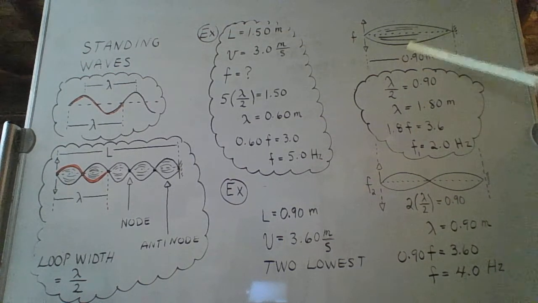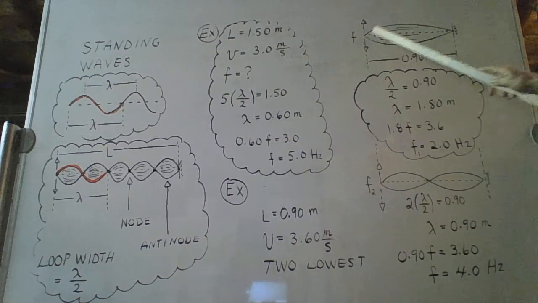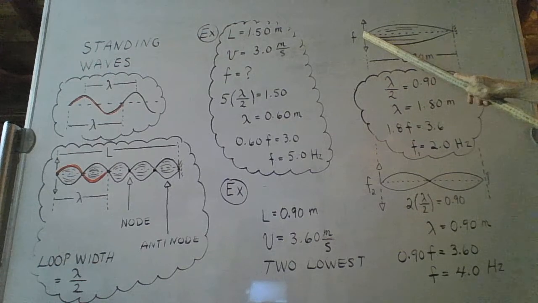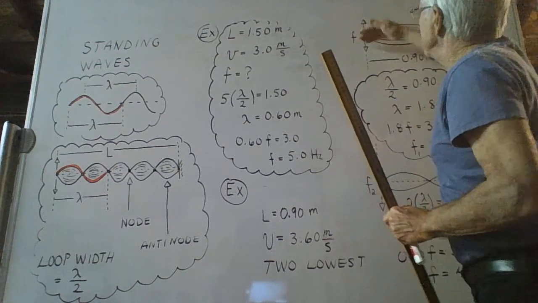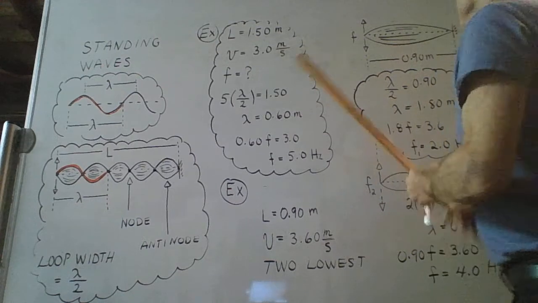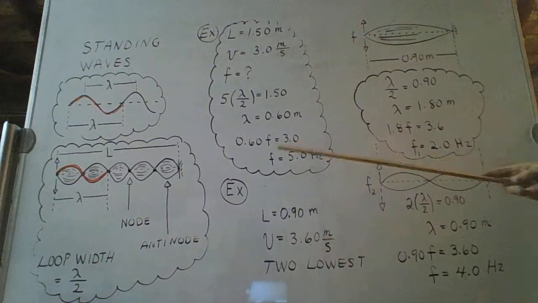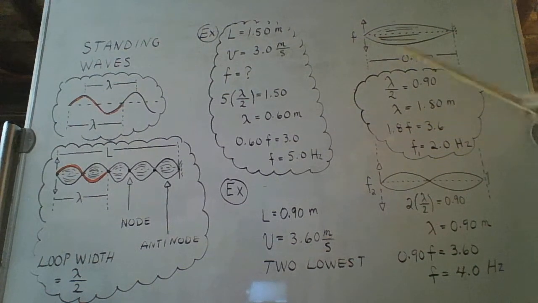I show a string that is 9/10 of a meter long. It's tied at the wall there. An oscillator is there, causing small movement there, but nevertheless gives rise to large movement at the antinode. We wish to determine what frequency will cause this particular pattern with just one node.